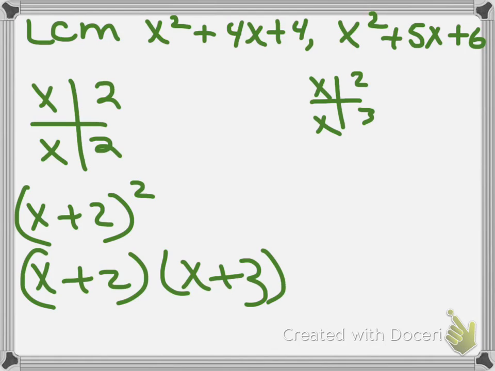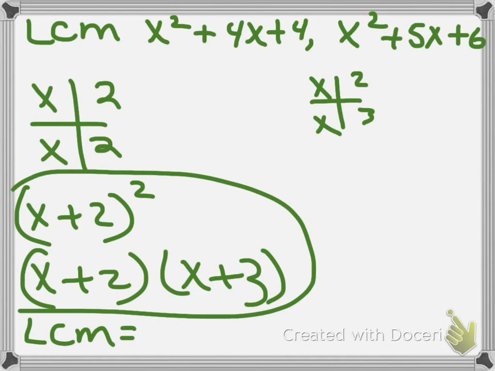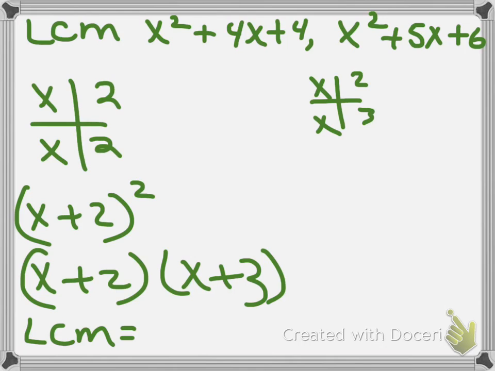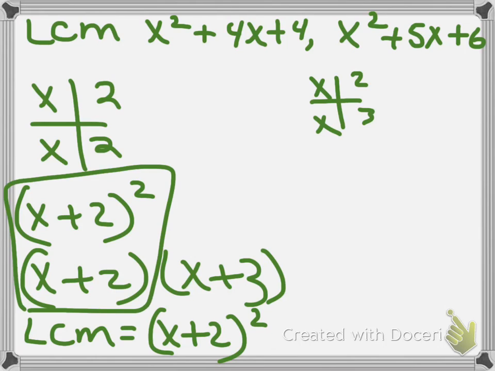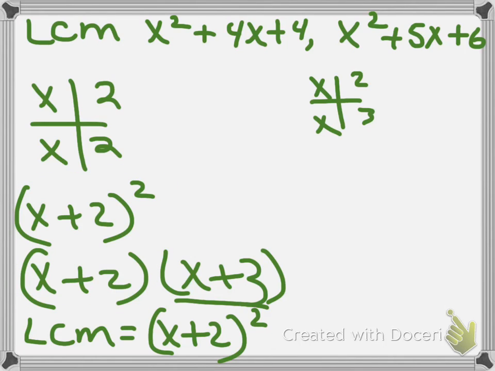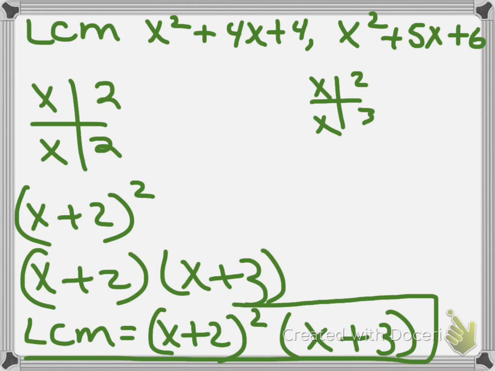Now we have to find the least common multiple between these ones. So we're going to compare. It'll be x plus 2 squared times x plus 3. We take the highest amount, and between these two, it's a square. And since there is one of x plus 3 here but none here, we take the highest. One is more than none. This is my least common multiple.